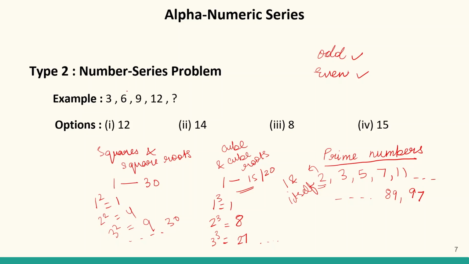Okay, let us solve this question. This is the example: 3, then 6, then 9, then 12. We can say that this is an odd number series, right? And we can see a jump of 3. So 3 plus 3 equals 6. 6 plus 3 equals 9. 9 plus 3 equals 12. So 12 plus 3 will be equal to 15. This will be your answer.